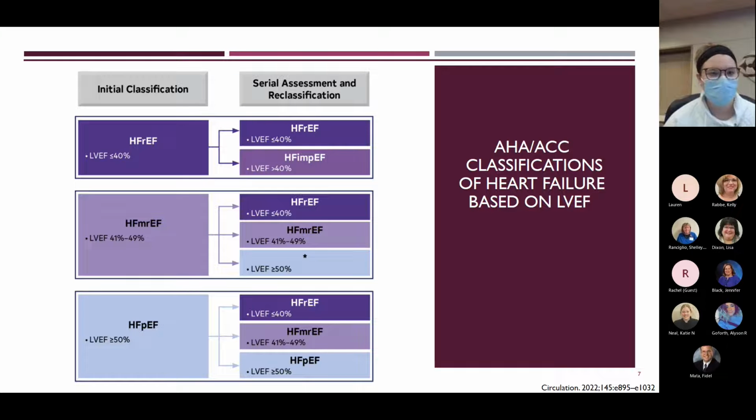What does MR stand for, do you know? Yes, it's mildly reduced. Okay. They sometimes use slang of mid-range as well, I believe. Okay. Gotcha.